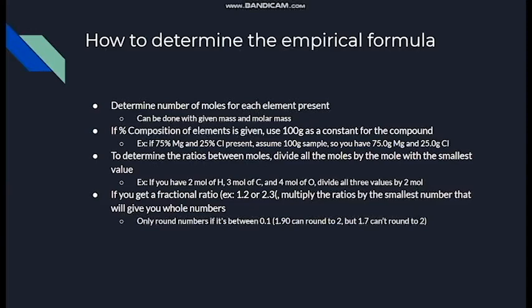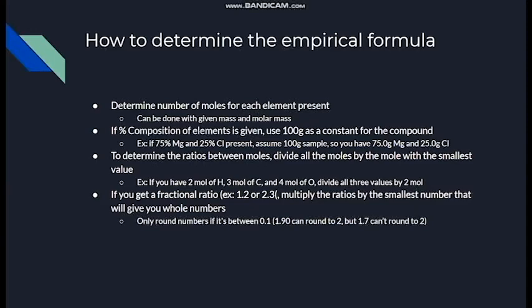To explain this a little bit more, if we had 75% composition of magnesium and 25% composition chlorine present, we're going to be assuming that we have 100 gram samples so that we have 75.0 grams of magnesium and 25.0 grams of chlorine. Now, to determine the ratios between moles, we're going to be dividing all the moles by the mole with the smallest value. So, if we have 2 moles of hydrogen, 3 moles of carbon, and 4 moles of oxygen, we're going to be dividing all 3 values by 2, because it has the smallest value.